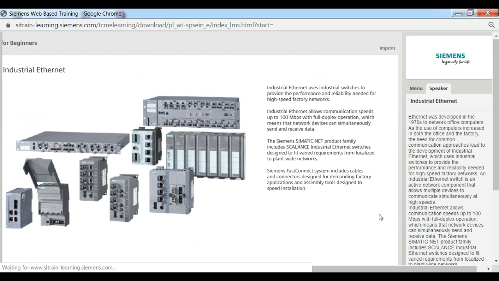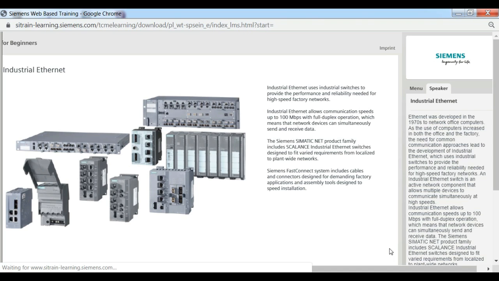Ethernet was developed in the 1970s to network office computers. As the use of computers increased in both the office and the factory, the need for common communication approaches led to the development of industrial Ethernet, which uses industrial switches to provide the performance and reliability needed for high-speed factory networks. An industrial Ethernet switch is an active network component that allows multiple devices to communicate simultaneously at high speeds.